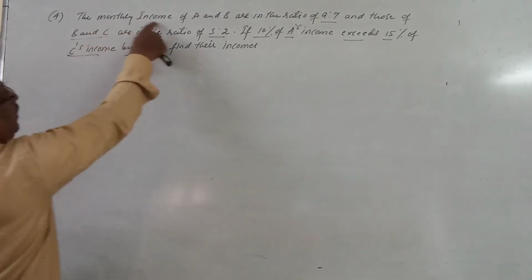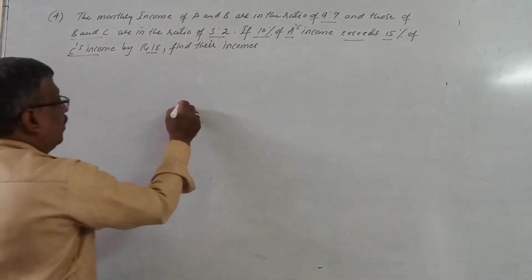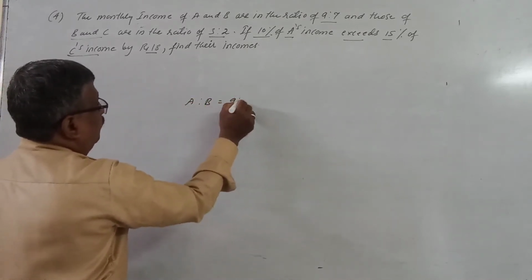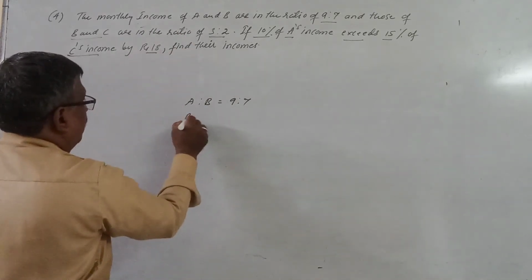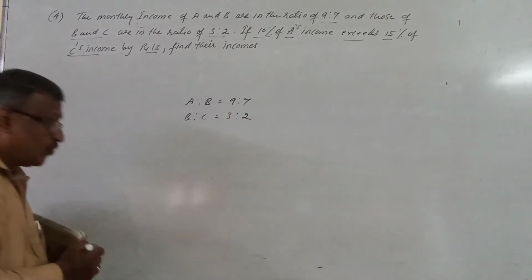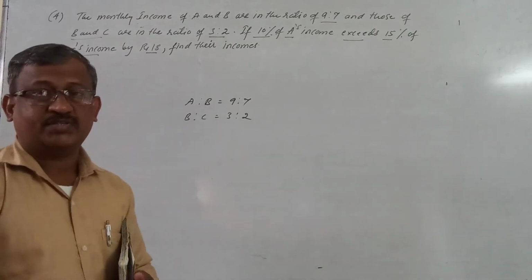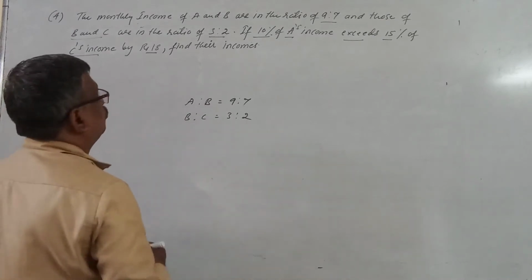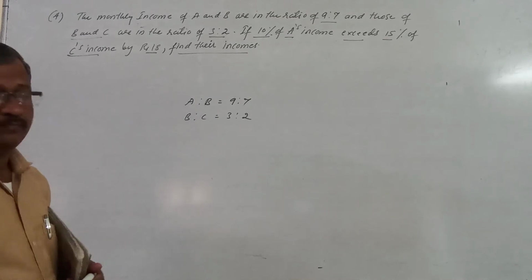They have given the monthly income of A and B in the ratio 9:7, and that of B and C in the ratio 3:2. So they have given the ratios of monthly income of A and B, and B and C, and they have asked you to find their incomes. You have to find out the incomes of A, B and C.